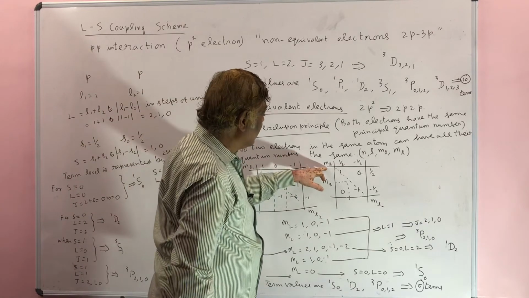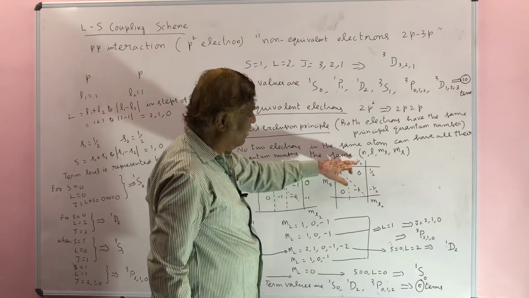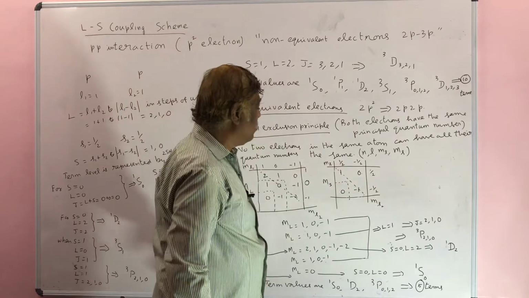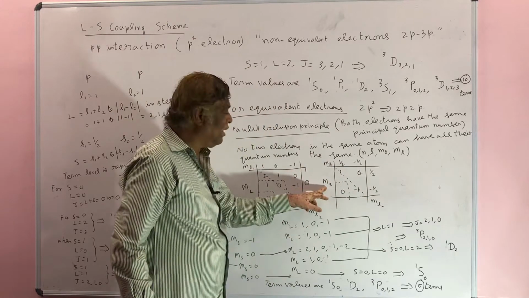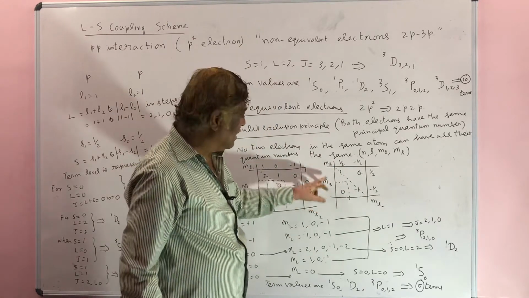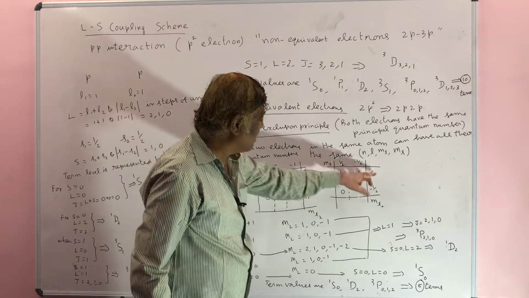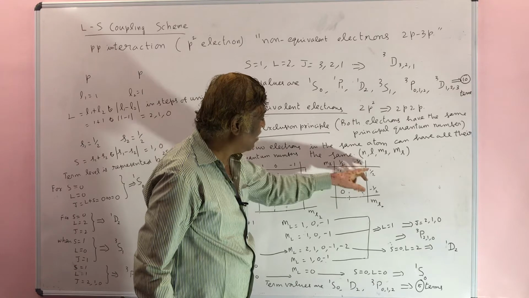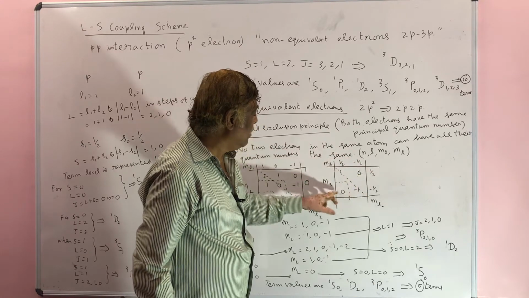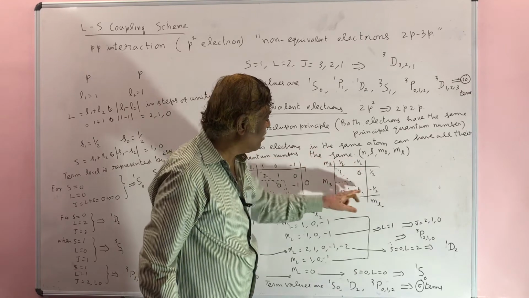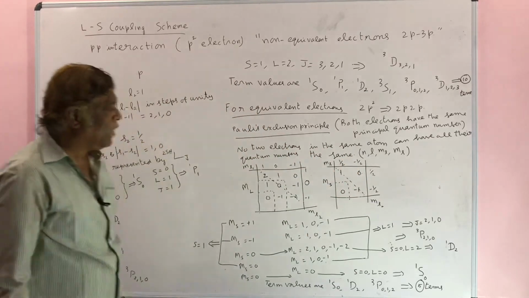Similarly, you take Ms1. Ms1 is half, minus half. Ms2 is again half, minus half. You add these two and you get the resultant Ms. Ms1 plus Ms2 is your Ms. So half plus half is 1. Half minus half is 0. Minus half plus half is 0. Minus half minus half is minus 1. So first you form this table.